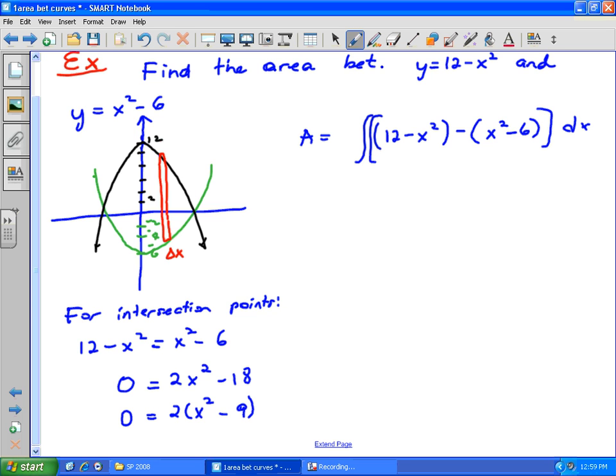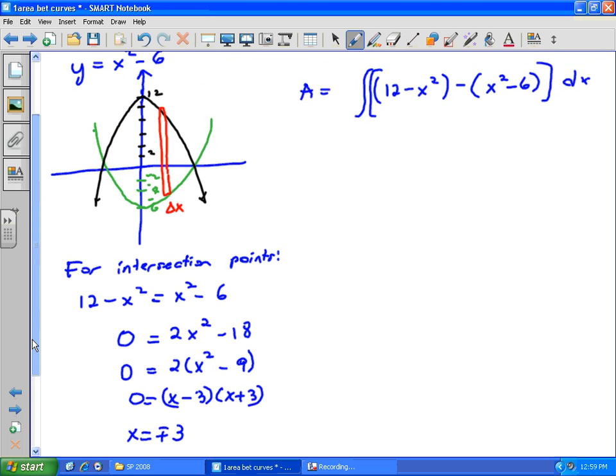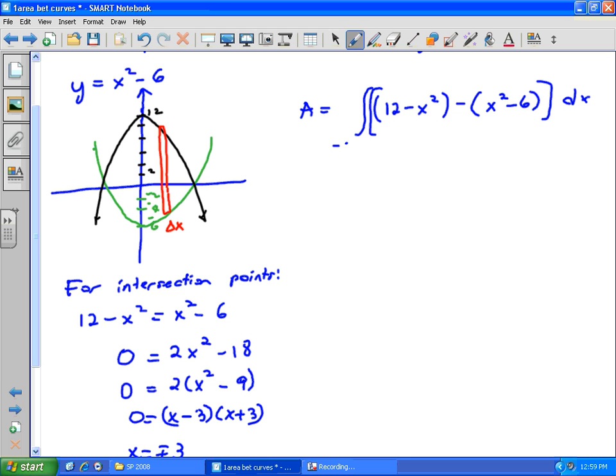So what are the intersection points of these two curves? Exactly. So this can be factored as x minus 3 times x plus 3. So 3 and negative 3 are the intersection points. So that means we're going to integrate this function from negative 3 to positive 3. Okay, so let's just go ahead and integrate.